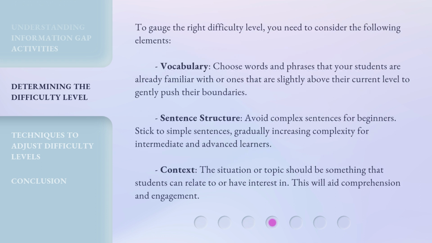To gauge the right difficulty level, you need to consider the following elements. Vocabulary. Choose words and phrases that your students are already familiar with or ones that are slightly above their current level to gently push their boundaries. Sentence structure. Avoid complex sentences for beginners. Stick to simple sentences, gradually increasing complexity for intermediate and advanced learners. Context. The situation or topic should be something that students can relate to or have interest in. This will aid comprehension and engagement.